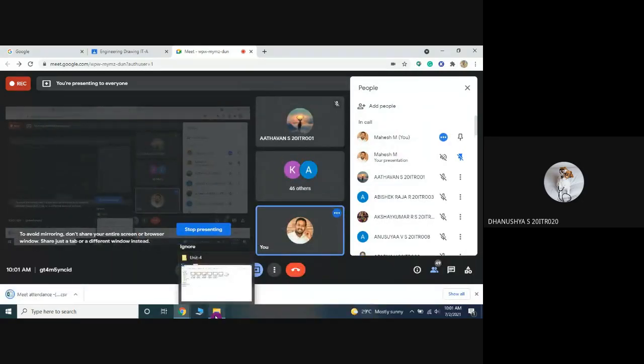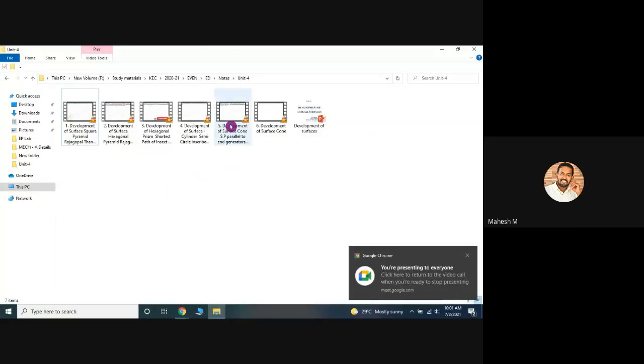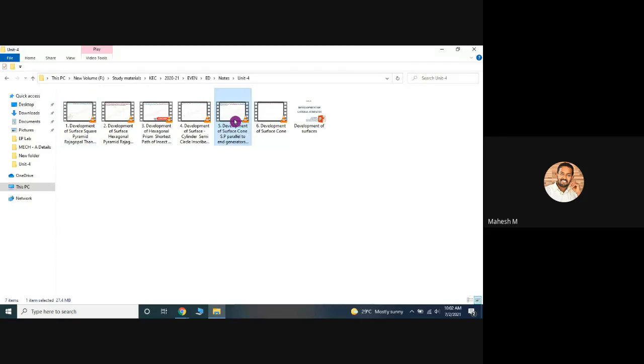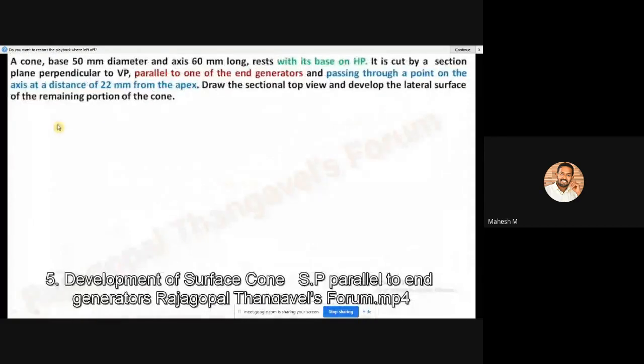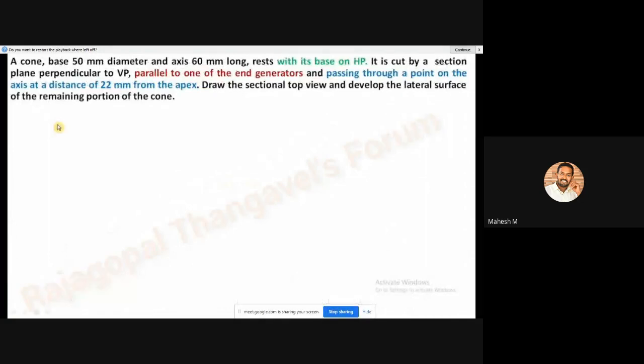Okay. So today in this hour we'll be discussing the development of lateral surface, particularly for a cone. Only two problems, I think. So I will read the problem once.